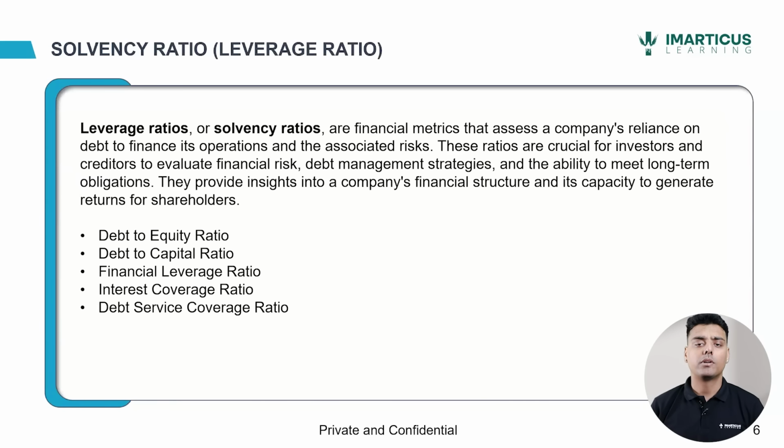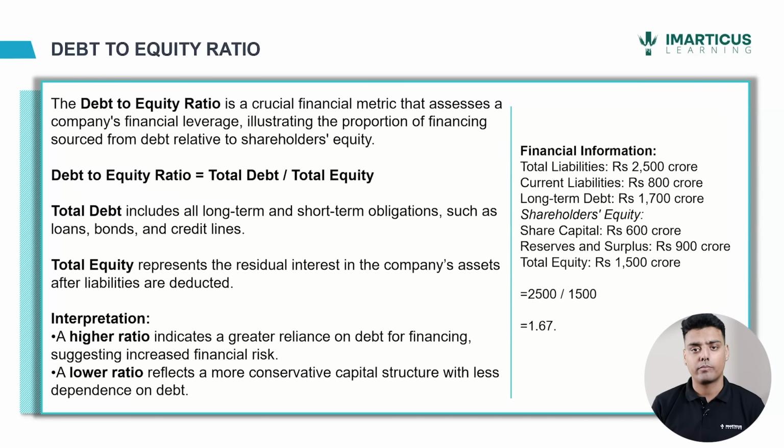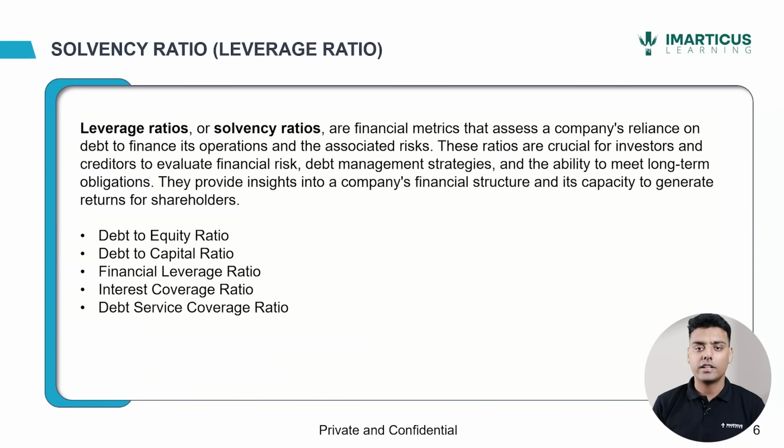The next thing we talk about is solvency ratios. What are solvency ratios? Solvency ratios, also called leverage ratios, are ratios which help investors make an informed decision about investing in my company. These ratios help investors evaluate whether my company is a good investment for them or not. There are 5 or 4 different ratios which we'll be talking about.